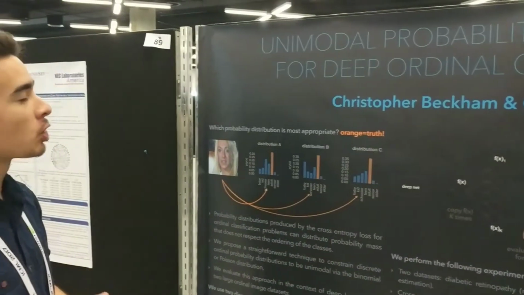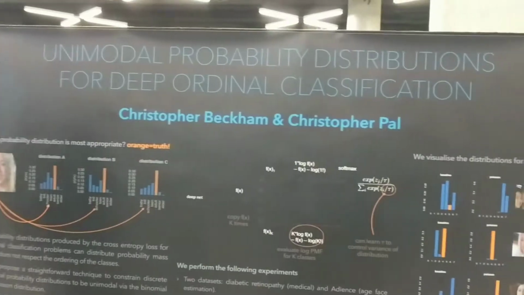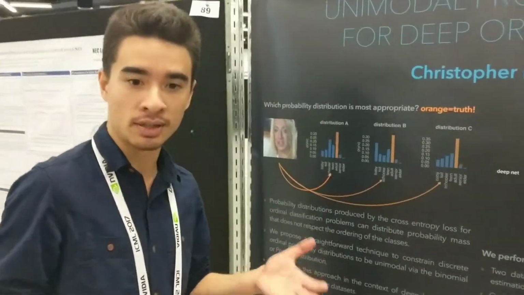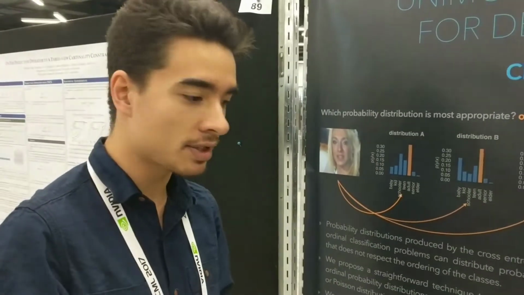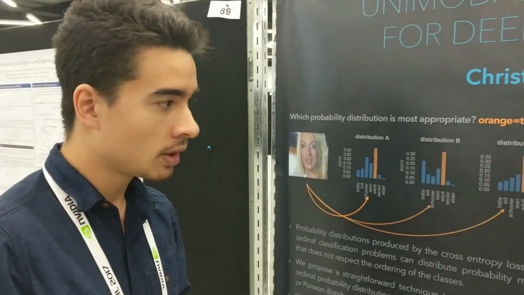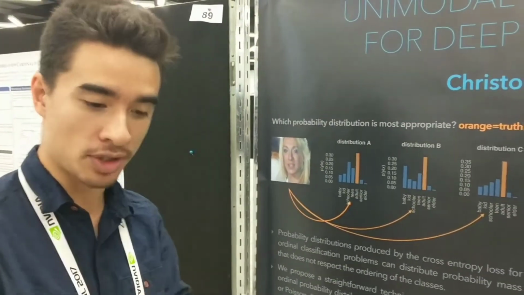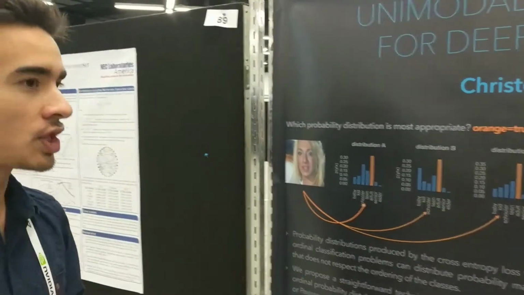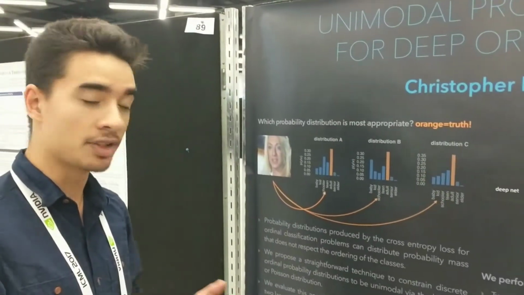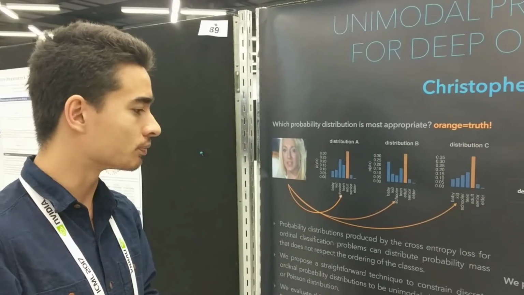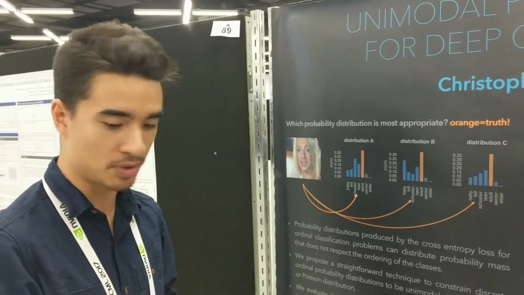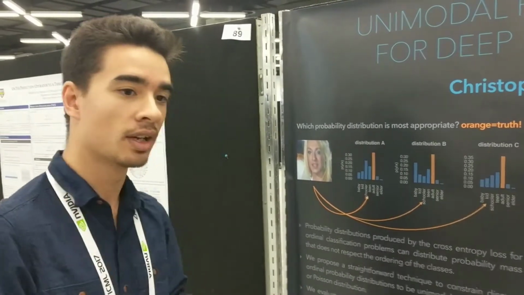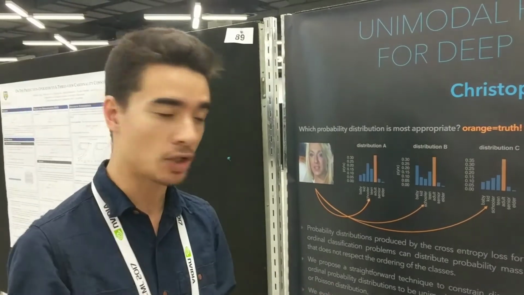This is my paper, Unimodal Probability Distributions for Deep Learning Classification. It's the idea that, generally in deep learning, you have discrete classification and you have regression, which is a continuous prediction. This is actually ordinal, so it's discrete but ordered. Some examples are stages of cancer, movie ratings, and age prediction if the age is discretized.